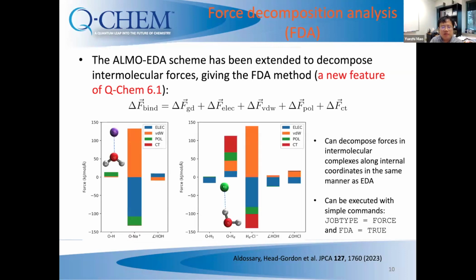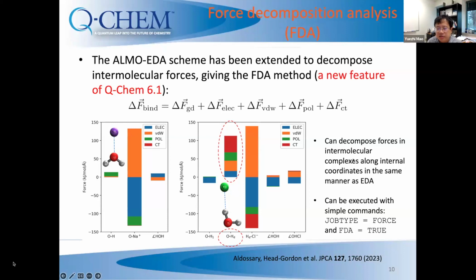So let's look at an example of this method. This method is called force decomposition analysis, FDA. It has been documented in the Q-Chem manual as well. These are some examples in the paper. For the sake of time, let's just look at one example here. Here we are looking at the force along this OH bond. The H is a hydrogen bond donor. What we can see is the net force on this bond is positive, which suggests there is a tendency to stretch this bond. And if you do the decomposition, you can get the contribution from different components, and these all come from the interaction with the chloride anion. And you can see actually charge transfer has the most prominent contribution here.